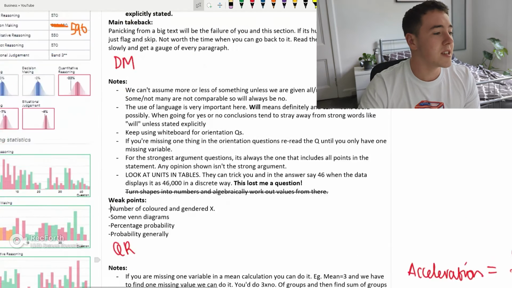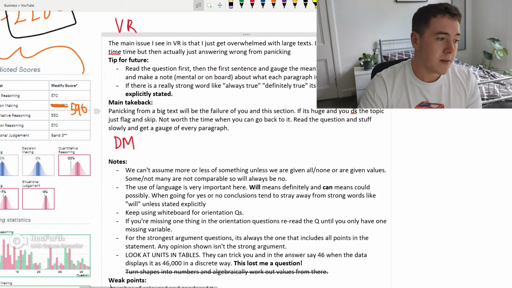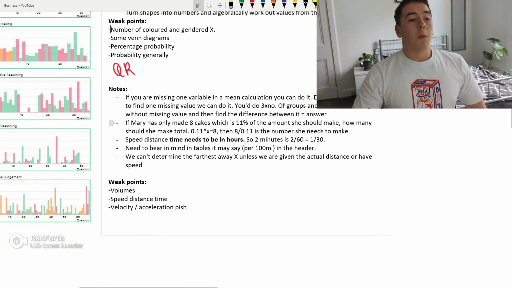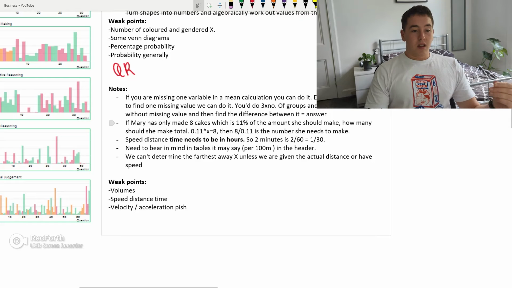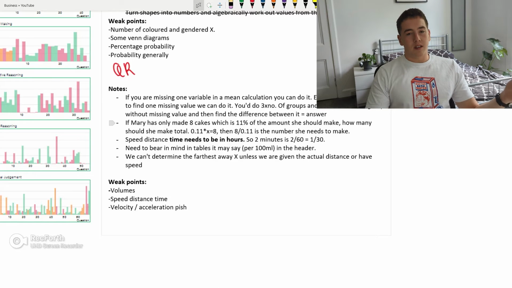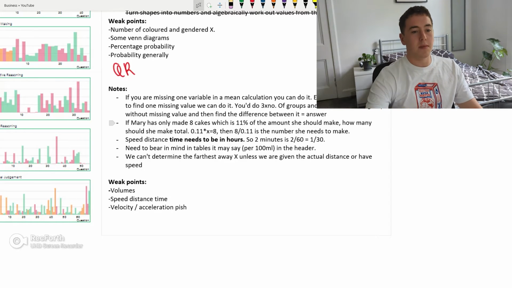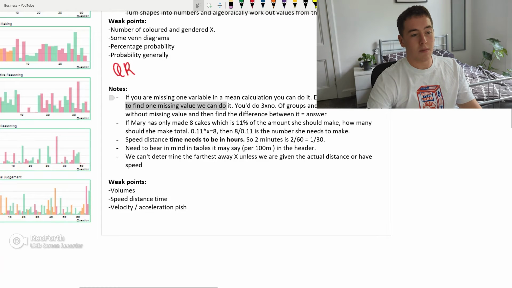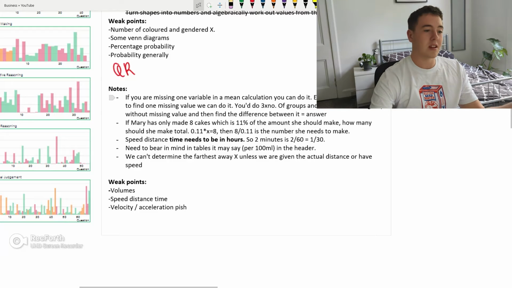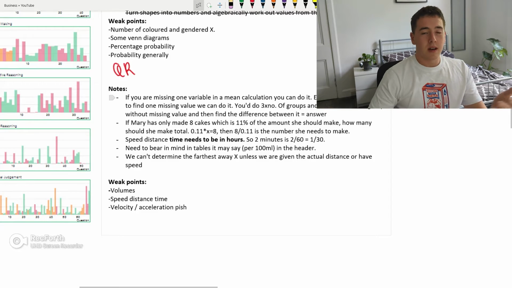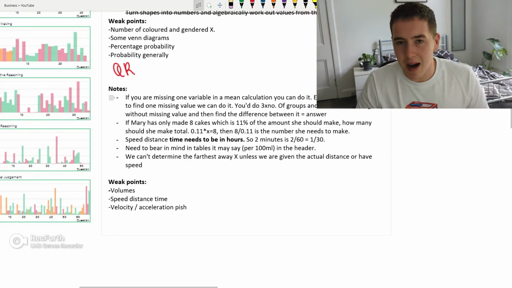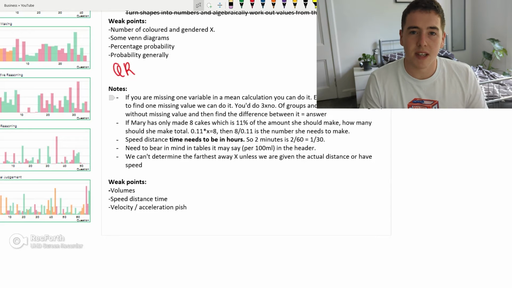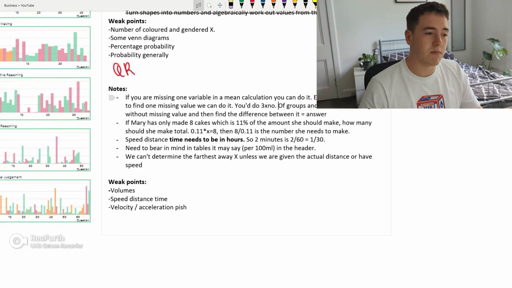So quantitative reasoning, my score was 550. I said if you're missing one variable in a mean calculation, you can do it. Obviously, if the mean is 3 and you find one missing value, you can do 3 times the number of groups and then find the sum of the groups without the missing value. It's basically the same thing in all of maths and all of logic in general. If you have one missing variable, most of the time you'll be able to find things out. This is holding true for the majority of things in decision making.